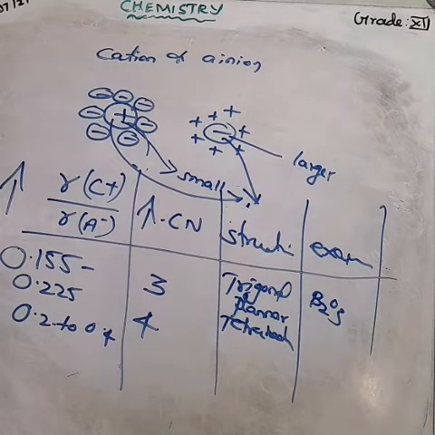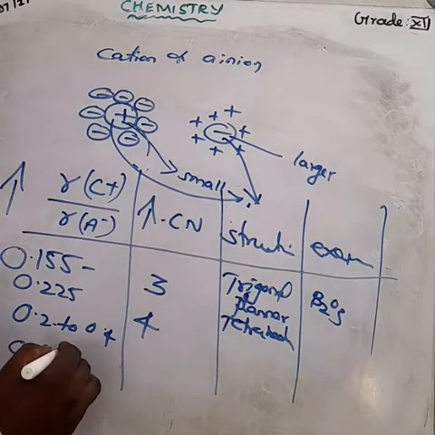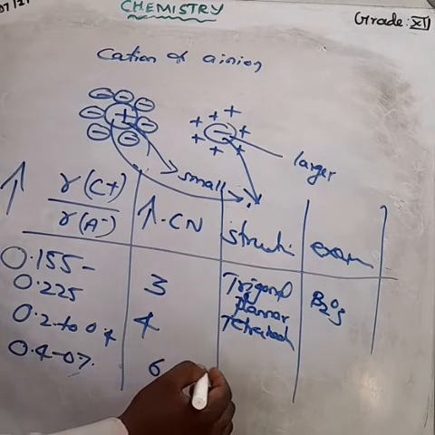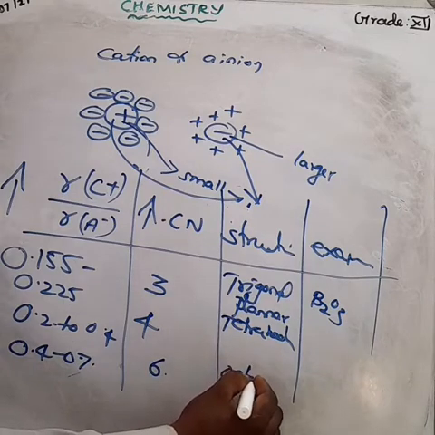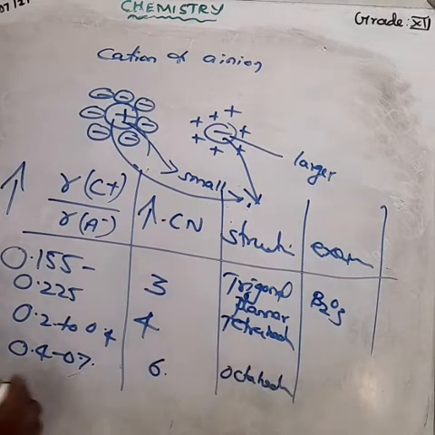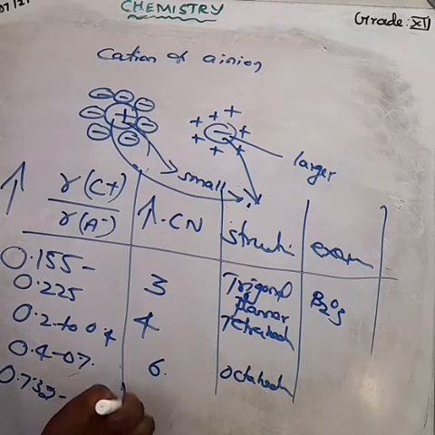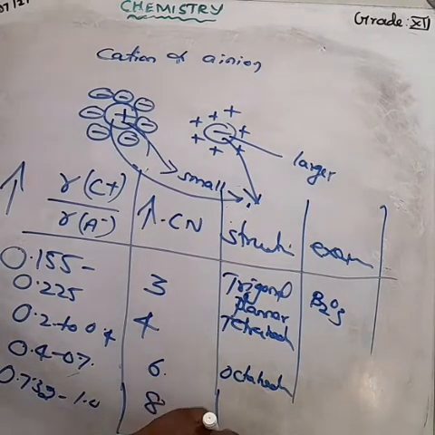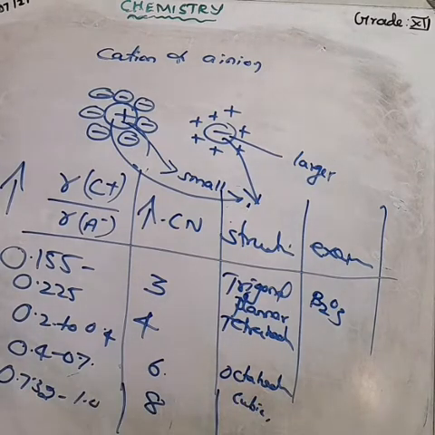What about the next one? 0.414 to 0.732 is one range, where the coordination number is 6, which means octahedral. Next, the range 0.732 to 1.0 has coordination number 8, which is cubic. Coordination number 8, the structure is cubic.